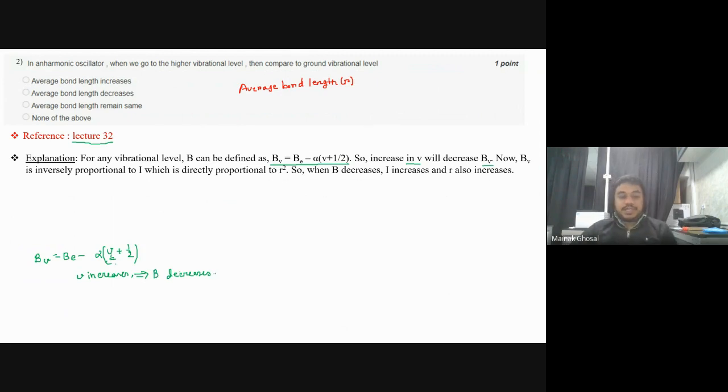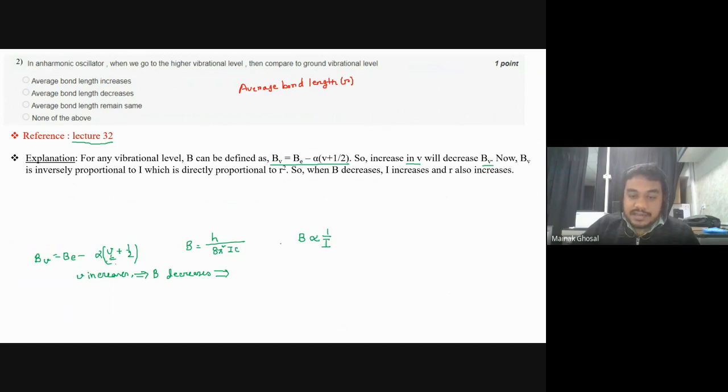So your B should decrease. If you have increased V, that is your V is increasing, then your B should decrease. Now, what is the formula of B? B can be written as h by 8 pi square Ic. So you can see B is inversely proportional to I.